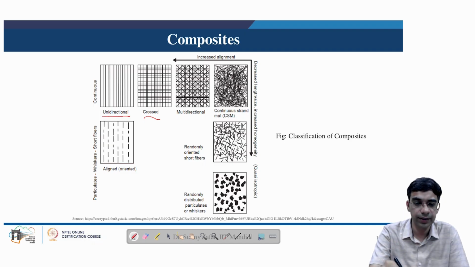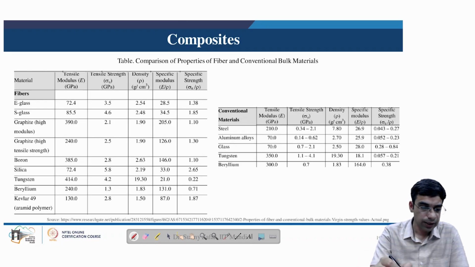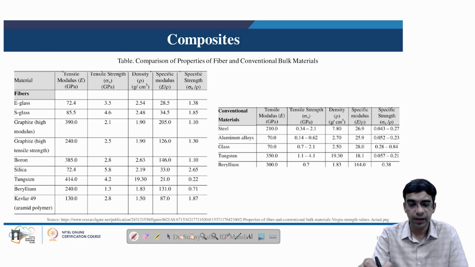Because of these properties, there may be a comparison of several fibers with respect to their mechanical properties. In composites, specifically the synthetic composites, several fibers are used, which include glass fibers, graphite fibers, boron fibers, silicon fibers, tungsten fibers, beryllium based fibers, or Kevlar. We can see all the properties of these fibers listed in this table, and with respect to the specific properties the fibers outperform several metals such as steel and aluminum alloys, as mentioned in the table on the right hand side.